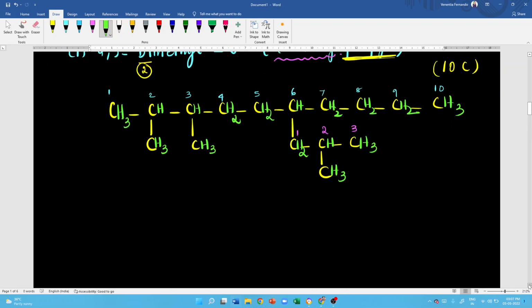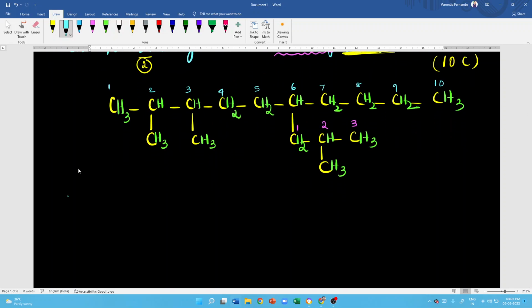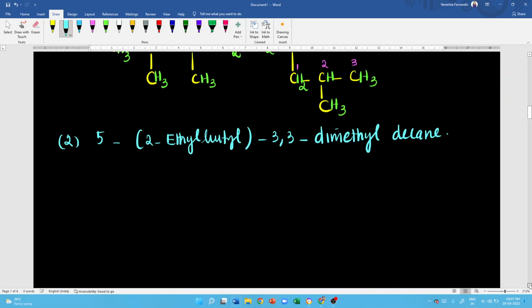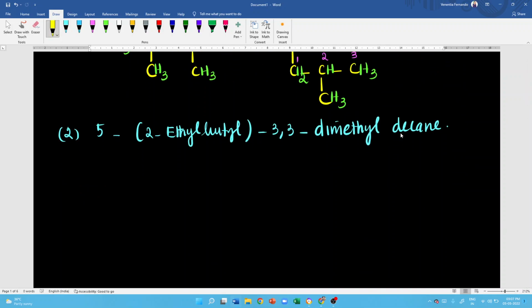Let me move to the second molecule. The second compound is 5-(2-ethylbutyl)-3,3-dimethyldecane. So first, decane means how many carbon atoms? There are 10 carbon. This is the parent.